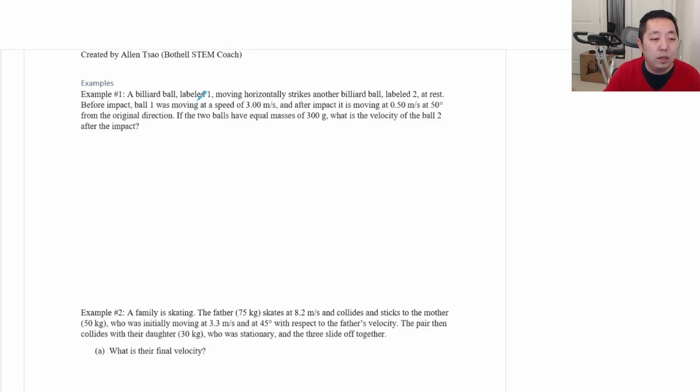So I have a billiard ball labeled 1, moving horizontally, strikes another billiard ball labeled 2 at rest. Okay, so they're moving like this. Before the impact, this guy was moving at 3 meters per second. Let's move this closer so I can show you what happens afterwards. And this guy's moving at 0. And after impact, it is moving at 0.5 meters per second at 50 degrees from the original direction.